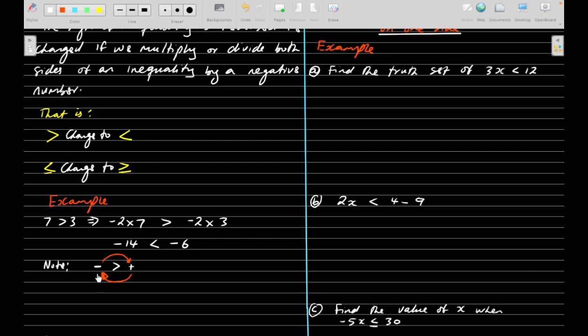Also note that when minus crosses the border of inequality sign, it's going to change to plus, and when plus crosses the border of inequality sign, it's going to change to minus.